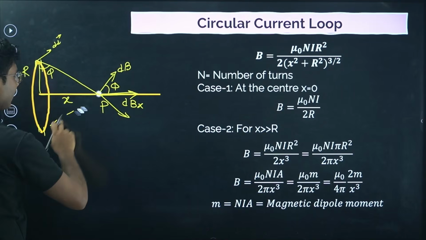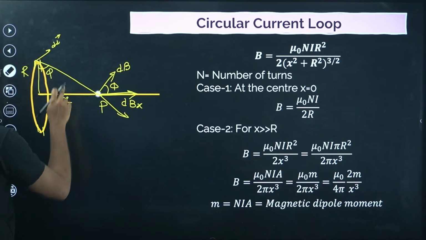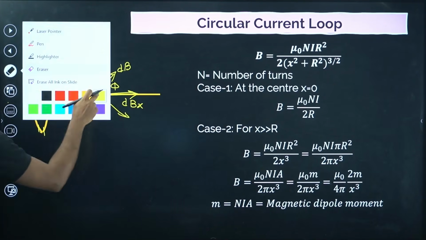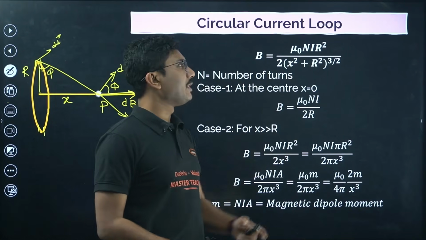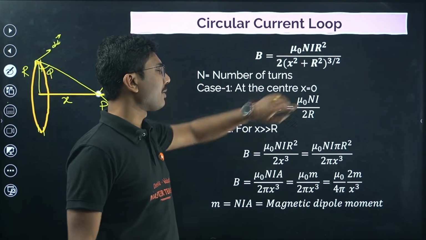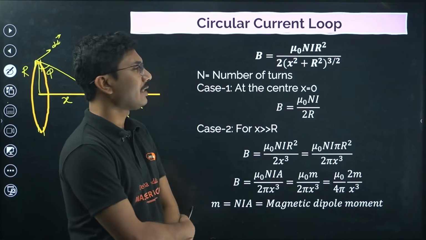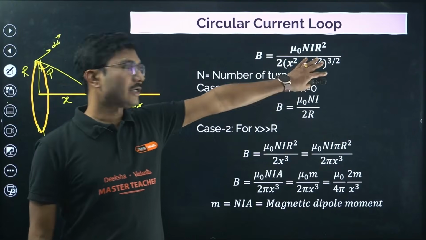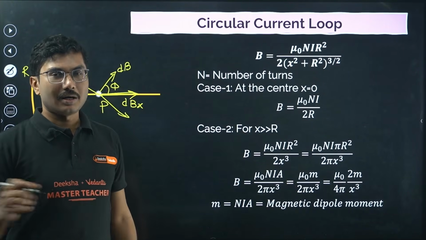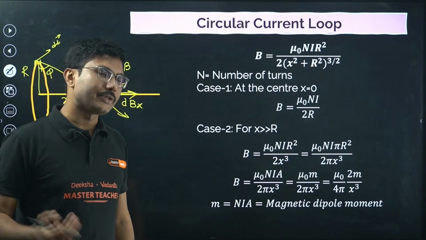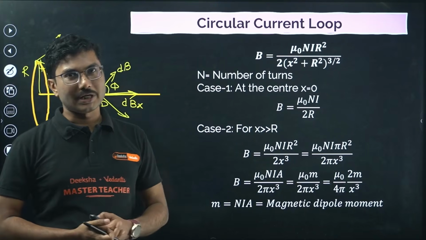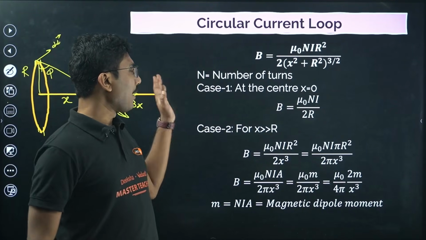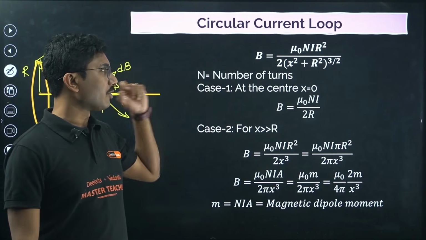This derivation is very, very important for all PUC students. Once you derive the relation, you will get B is equal to mu naught N I r square by 2 times x square plus r square to the power of 3 by 2. The derivation I have done in our Brahmastra series of the same chapter. You can go and check Brahmastra for moving charges and magnetism. Capital N is the total number of turns.